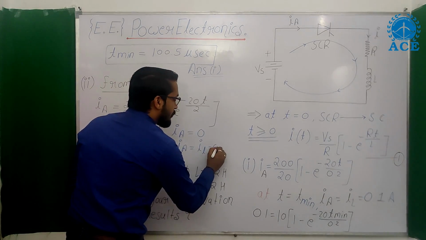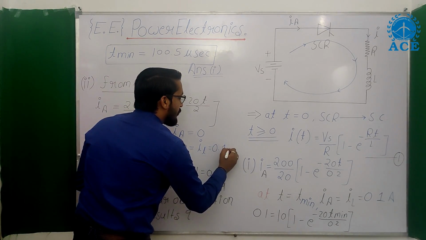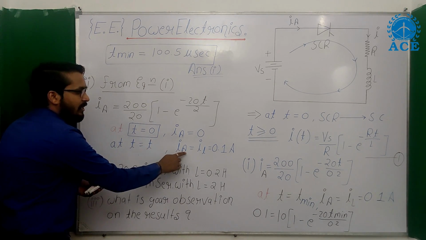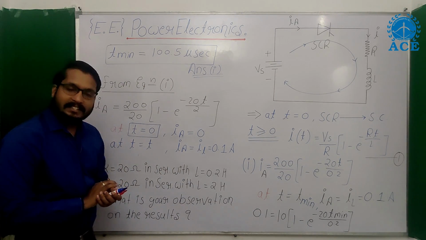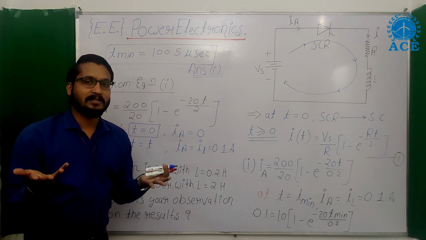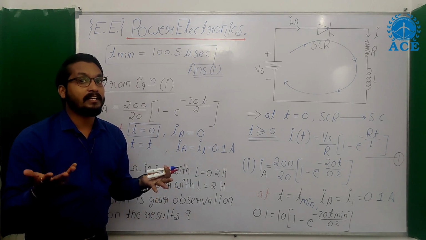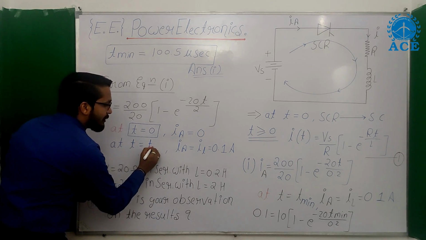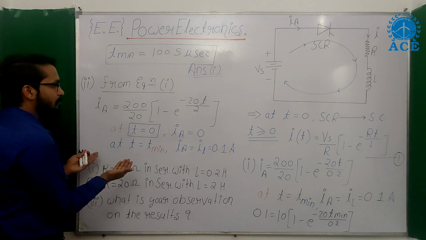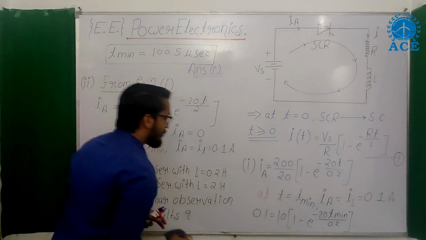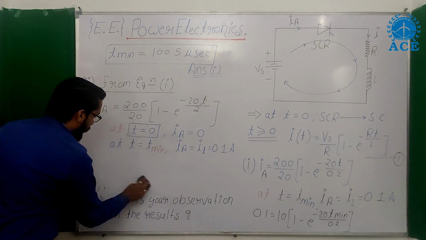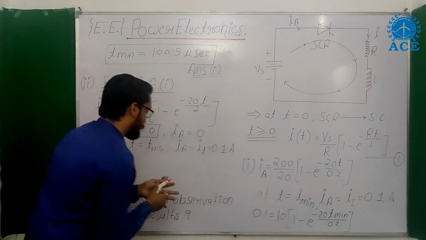That is nothing but 0.1 ampere. The time at which anode current will become equal to latching current is nothing but the minimum gate pulse width required to turn on the SCR successfully, and that value we have to find out. So now this equation will become like this.